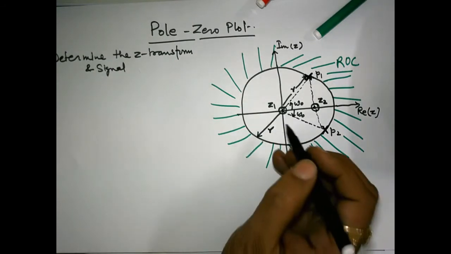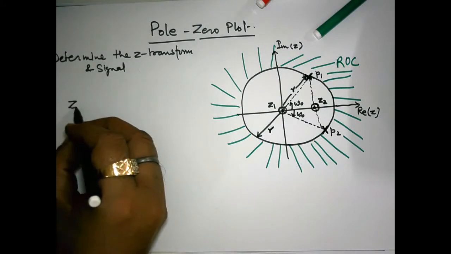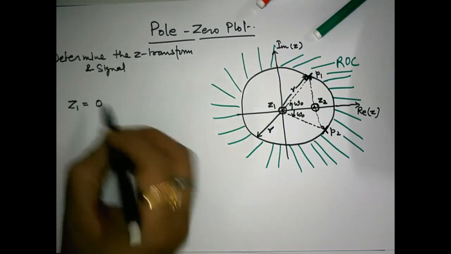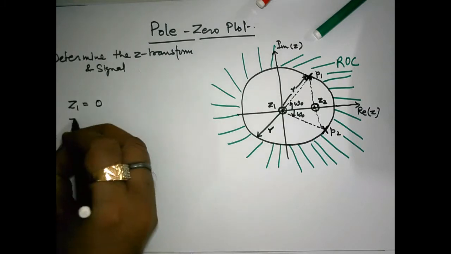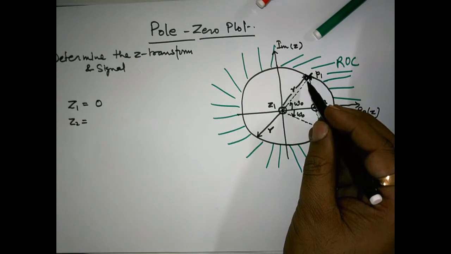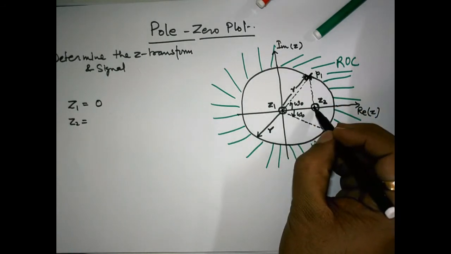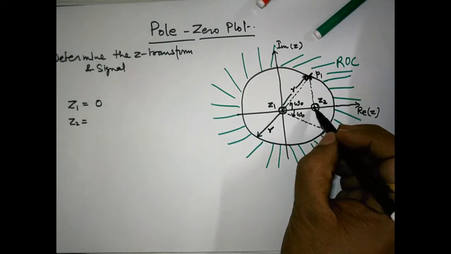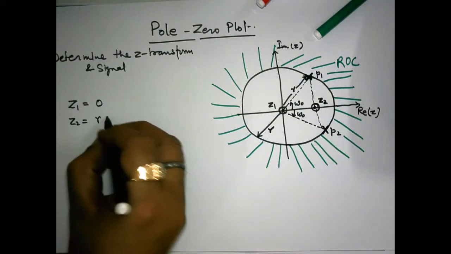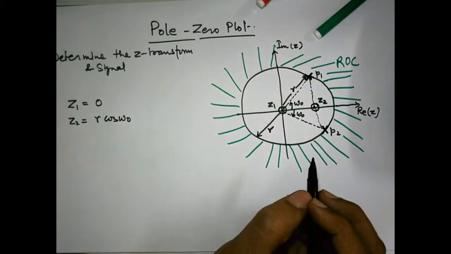It is apparent from this diagram that it has two zeros. One zero is at the origin, and another zero, if this distance is r and this angle is ω0, will naturally be located at r cos ω0. The location of this zero will be r cos ω0. Getting this thing? So z2 will be r cos ω0.